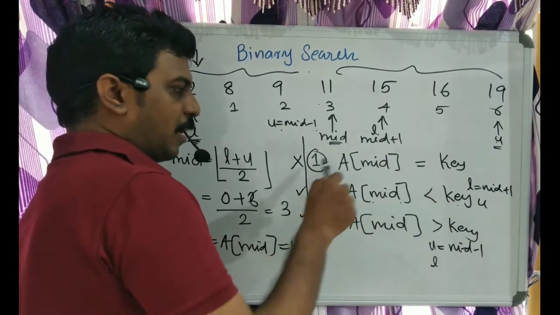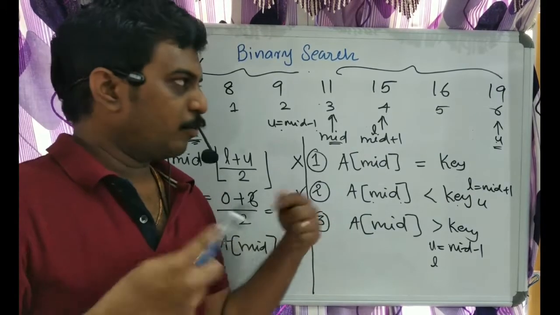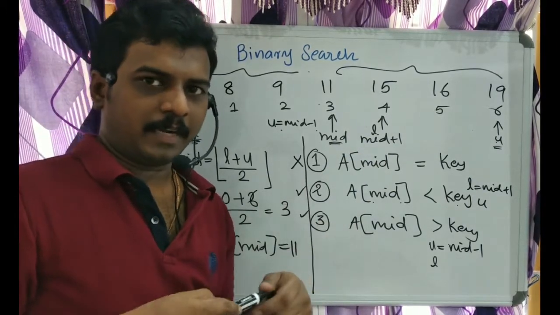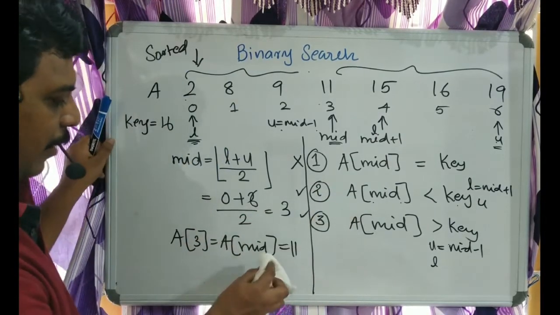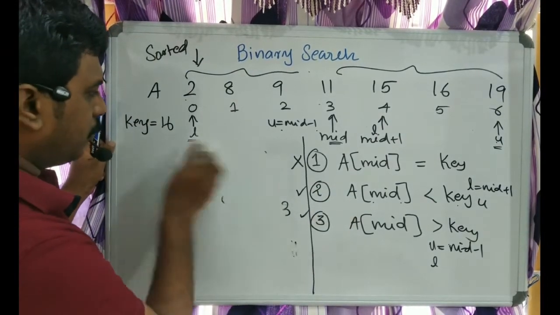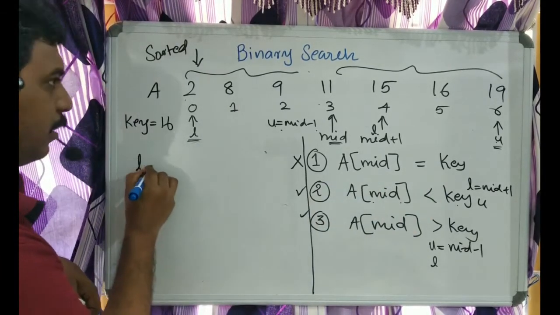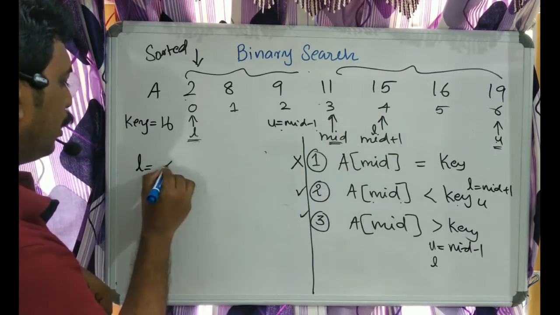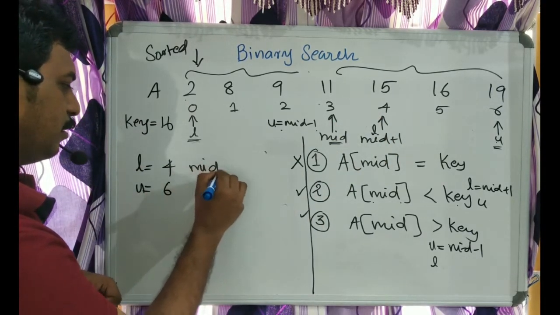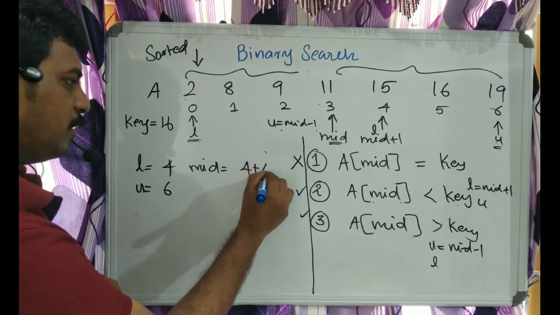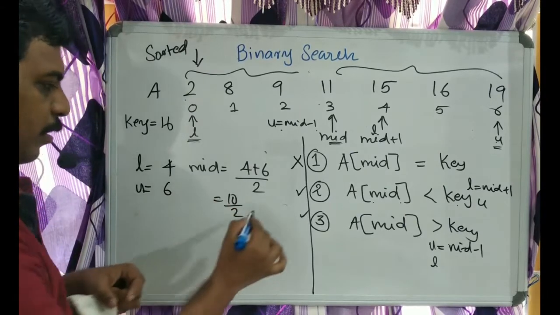Okay, these are the three cases in the binary search algorithm. After this, I have to take either case 2 or case 3, then perform the binary search recursively, right? So I can take this case, and I'm simply erasing this. What is the value of L? L equal to mid plus 1, so L equal to 4 and U equal to 6. What is the value of the middle element? 4 plus 6 divided by 2, 10 by 2, which is nothing but 5.